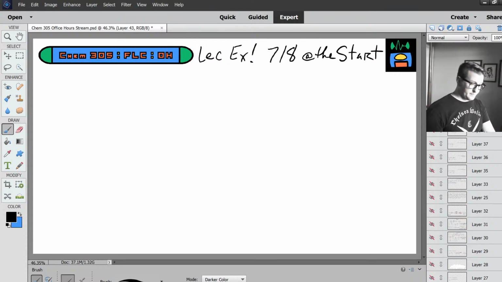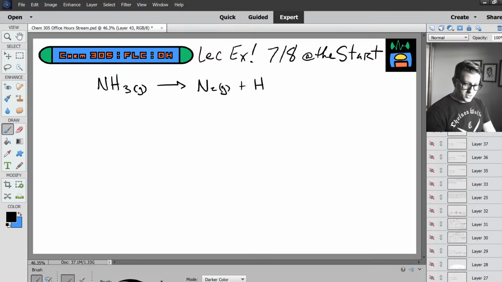So first we're asked to balance. So we have NH3 decomposing into N2 and H2. I'm going to just balance this really quick, mostly because time is short. And you can go back and review balancing chemical equations if you need to. But I'm guessing that's not the reason why this problem got requested. All right, so there's the part A, balanced chemical equation.